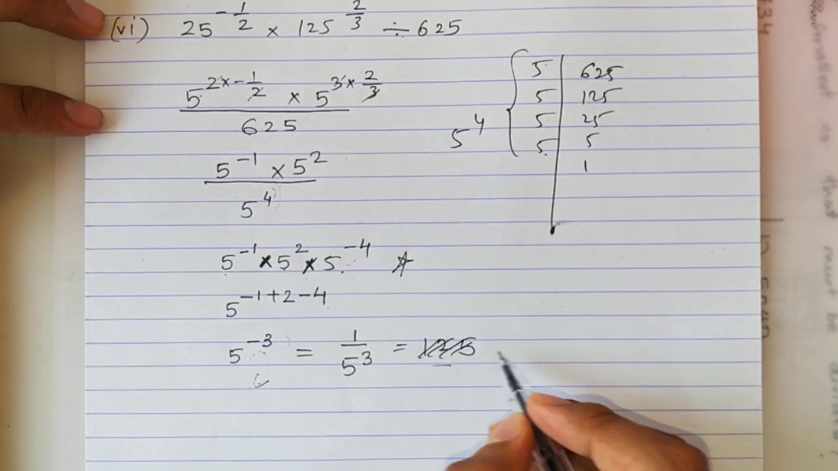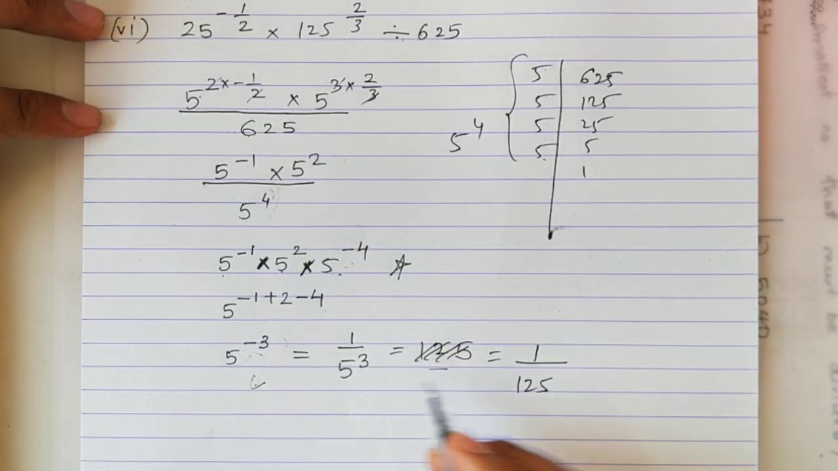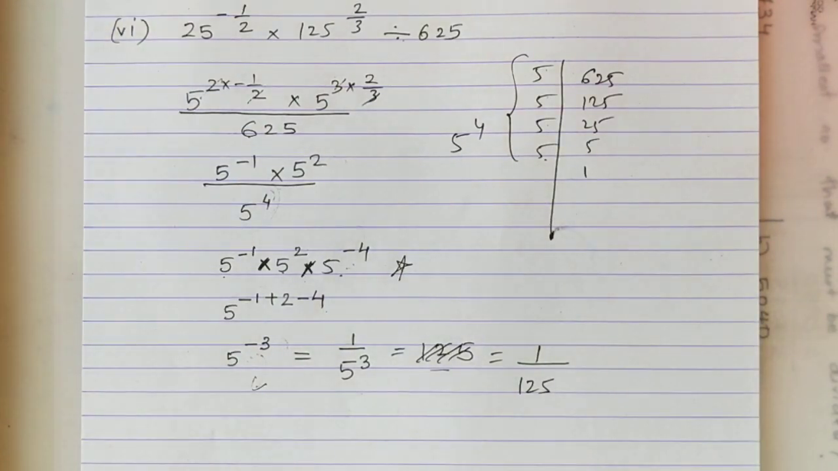I'm sorry, this will be 1 upon 125. Okay, 1 upon 5 cube is 1 upon 125. Okay.